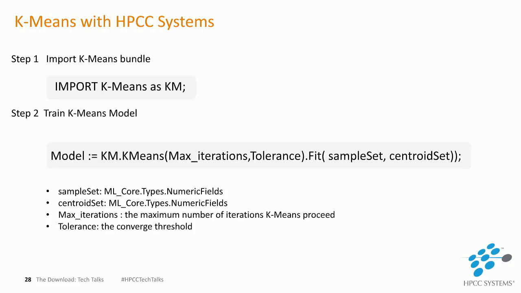The tolerance means the thresholds. For example, the centroids are moving from one iteration to the next. And in some iteration, the movement can be very small, like 0.00001, and sometimes we call it converged. So those are the only 4 things you have to keep in mind when you train the model.